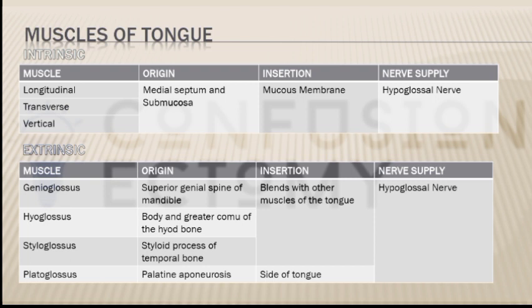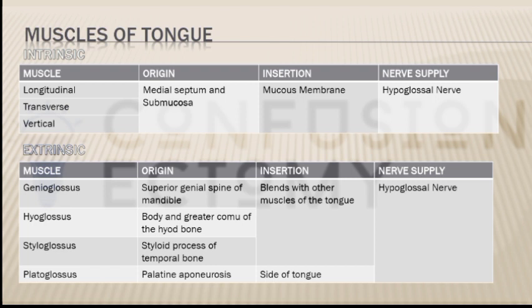The hyo part represents that the origin of this muscle is at the body of the hyoid bone and at the greater cornu of the hyoid bone. Next, styloglossus. Stylo represents the styloid process of the temporal bone, so the origin of this muscle is at the styloid process of the temporal bone. All these three muscles insert by blending with each other.